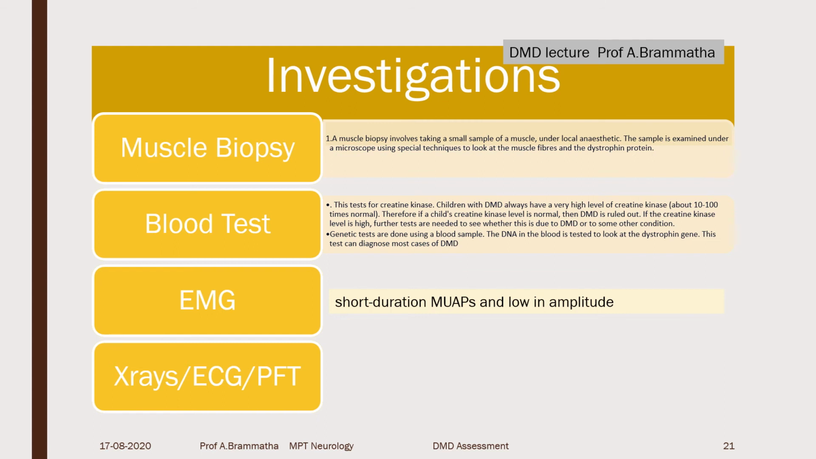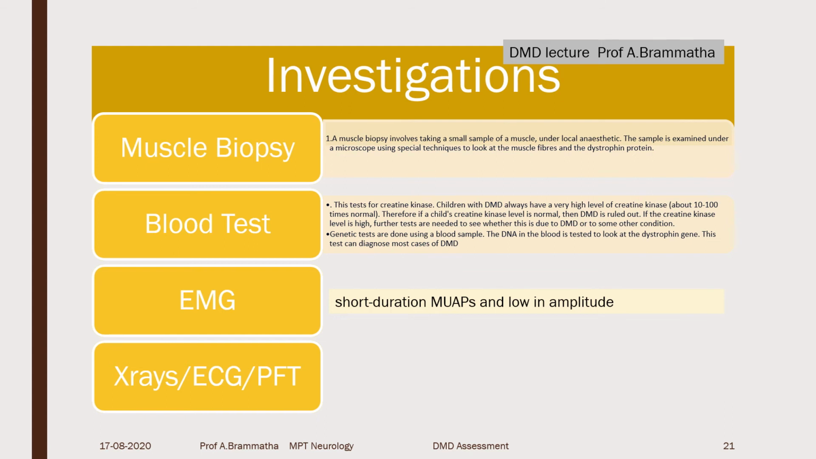This is what classically you can see in a muscle biopsy. And a blood test is done to look for the serum creatine kinase. So in children with DMD, it is very high compared to the normal, which is 80, but for them you can see up to 10 to 100 times more than this.